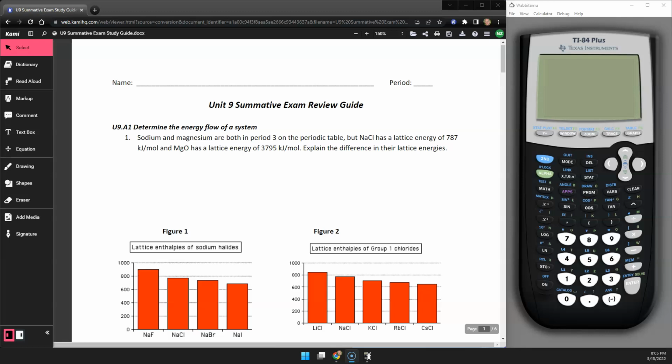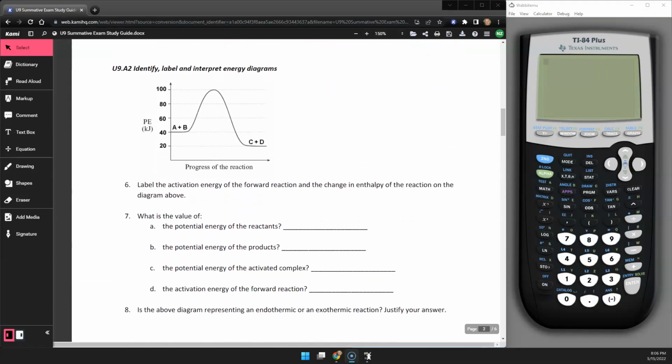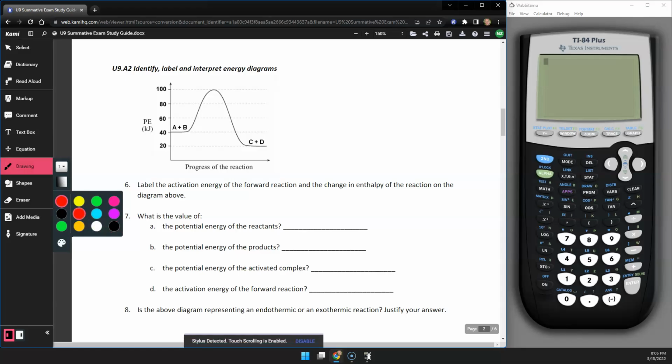All right, in this video, we're going to go through the relevant parts of the Unit 9 study guide for honors chemistry. So in the 21-22 school year, we skipped the first acquisition statement. So I'm going to actually go down and start here on the second acquisition statement, which is identify, label, and interpret energy diagrams.